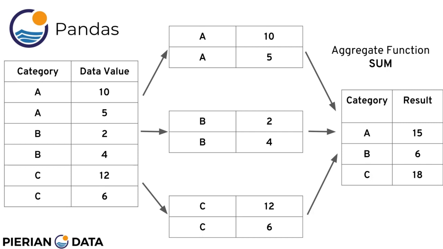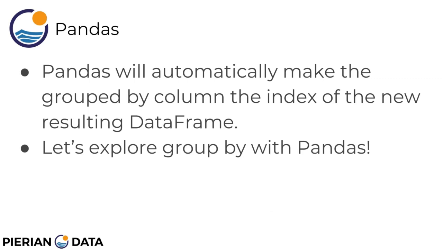Aggregate just means you're able to take in multiple values and return back a single value. So, sum is an aggregate function. It can take in many values and then sum them up to return back a single value. Another example would be something like a mean. A mean is just the average, and that can take in multiple values and return back a single value. All we're doing here is taking our original data, splitting it up into groups, applying some aggregate function, and then viewing the result. This is all going to be performed for us when we work with pandas and GroupBy. So pandas will automatically make the grouped by column the index of the new resulting data frame.